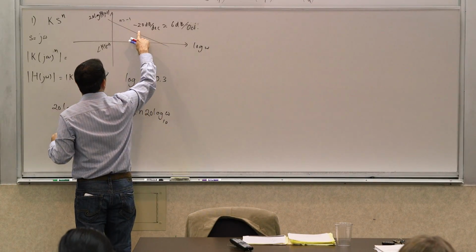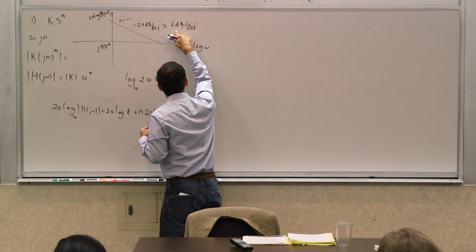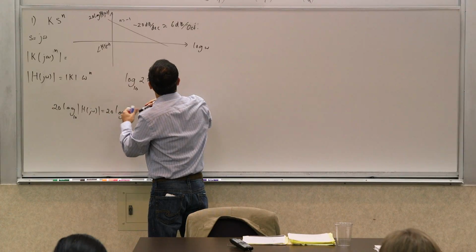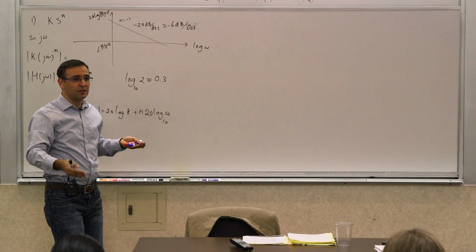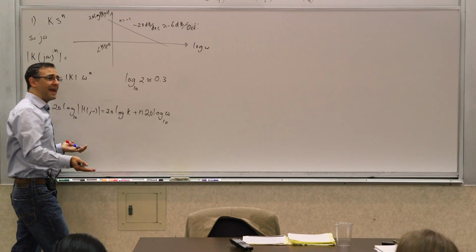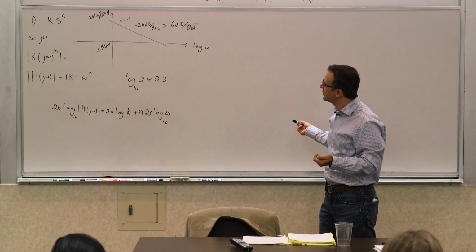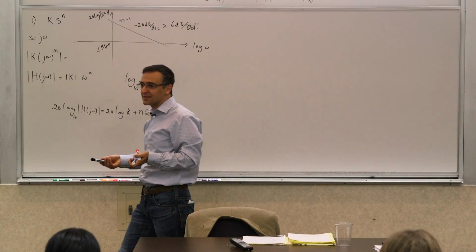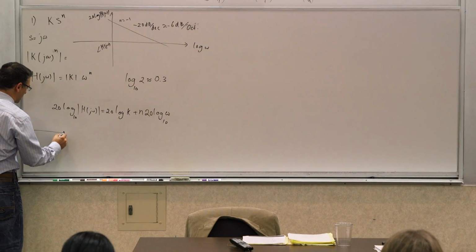Now, if n is negative 2, then you get negative 40 dBs per decade, or negative 12 dBs per octave. So this should also be negative 6 per octave for n equals negative 1. Now, if n is 3, you get plus 60 dBs per decade, or plus 18 dBs per octave. So that's the slope that you get. How about its phase? The magnitude part was fine. The phase part is basically what I erased, which I shouldn't have.